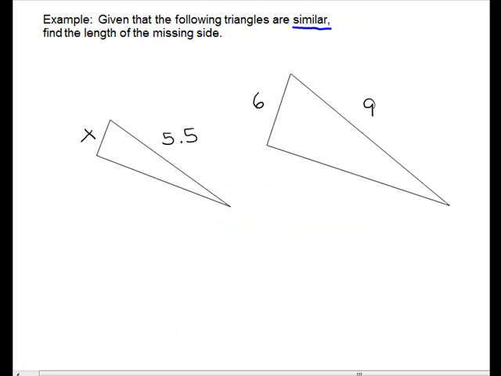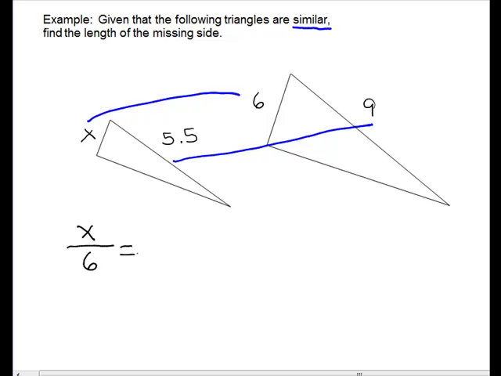And again, these are not drawn to scale, but we are told they're similar, and we'll just match corresponding sides. So we're going to match x to 6 and 5.5 to 9 to make our ratios. So x over 6, and we'll go in the same order, 5.5 over 9. Now we have a proportion, so we'll solve. Do your cross products. X times 9 gives 9x, and 6 times 5.5. We can do that on the side.